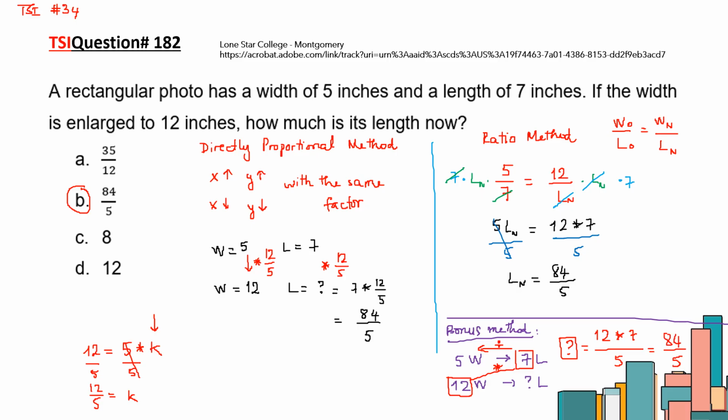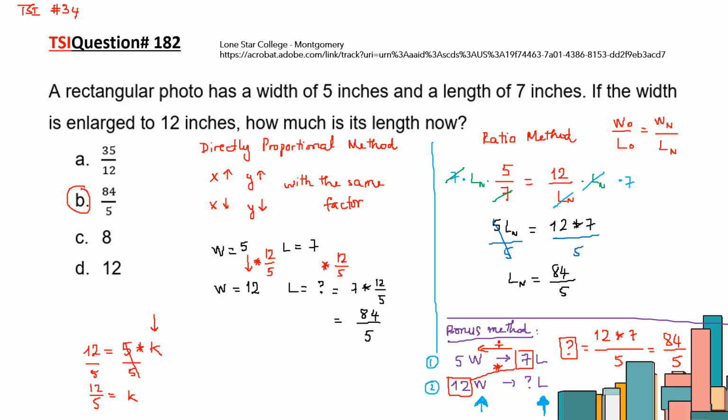This is the quick method to solve most problems in this test, so it's helpful. However, we need to be careful when we set up this method. We need the same unit on one side. In this case, it's the width on one side and the length on the other side. You cannot mix the first argument with the second one.